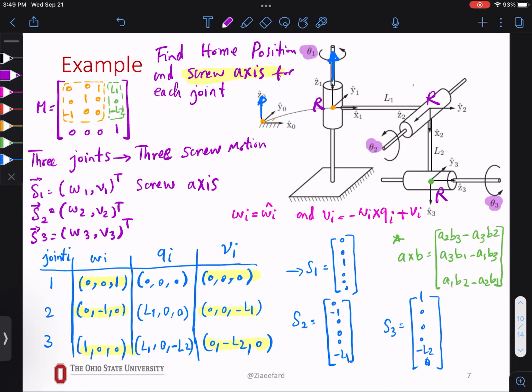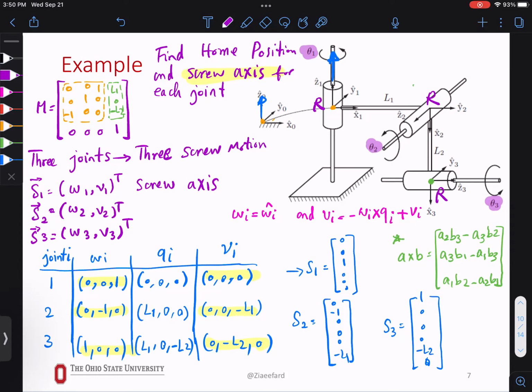Now, this is a straightforward case because you only have rotational joints, right? You don't have any prismatic so far. So you just have to find omega, and you will have induced velocity for all of the off-center joints and 0 linear velocity for the one that goes through frame 0, sorry.